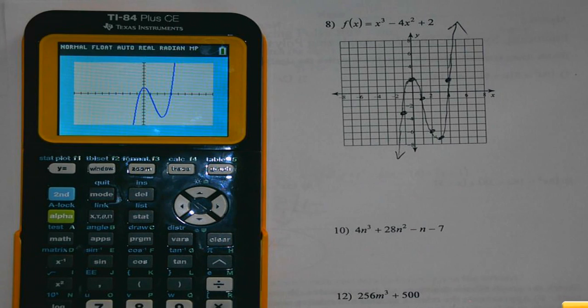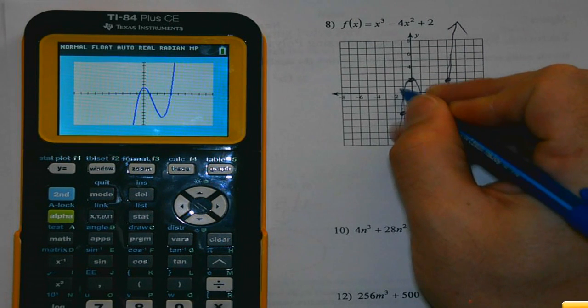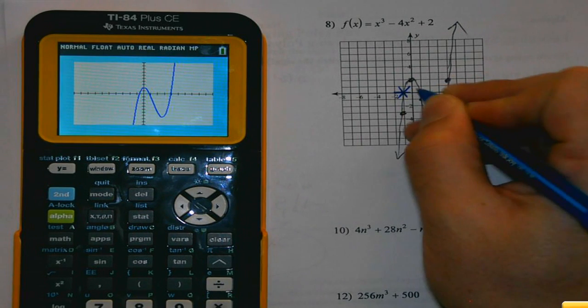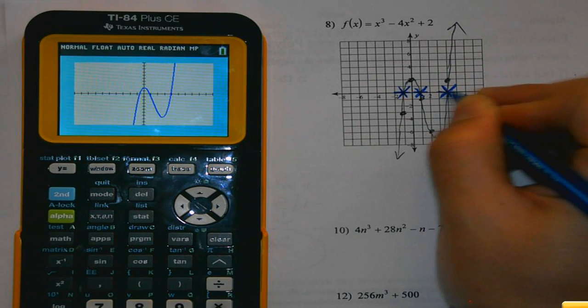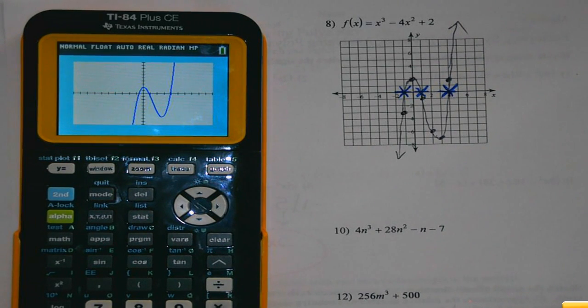So the first thing I'm supposed to be looking for is zeros or x-intercepts. So x-intercepts occur where my graph crosses the x-axis. So I notice that there's 3 of them. I got to find all 3 of those.